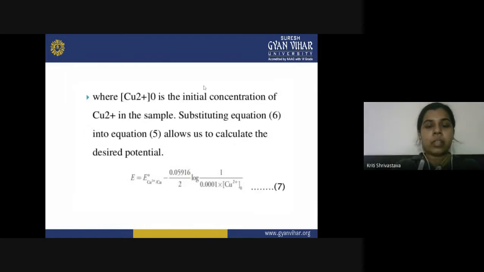So when you have performed all the calculations and substituted the values in these equations, you will get this. From this equation, you can get the potential that is required for the electrolysis of this copper 2+ aqueous ion up to 99.99%, or you can say for the exhaustive electrolysis of the copper.